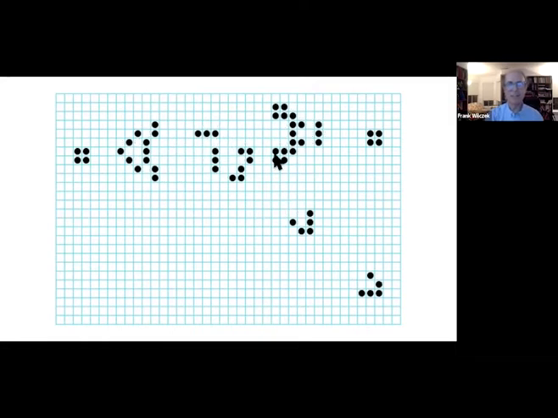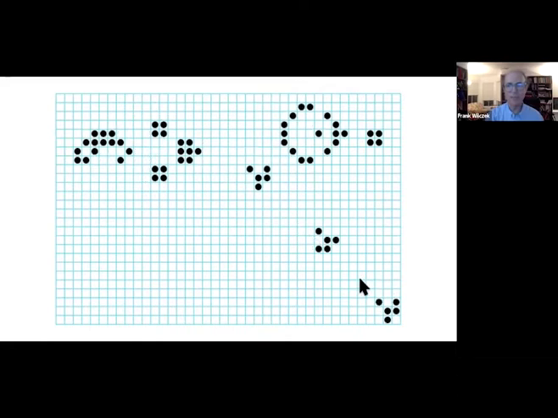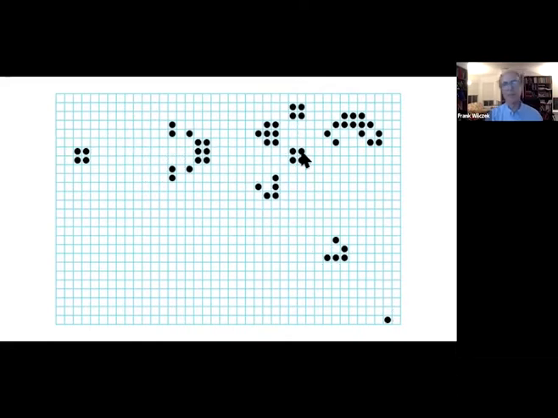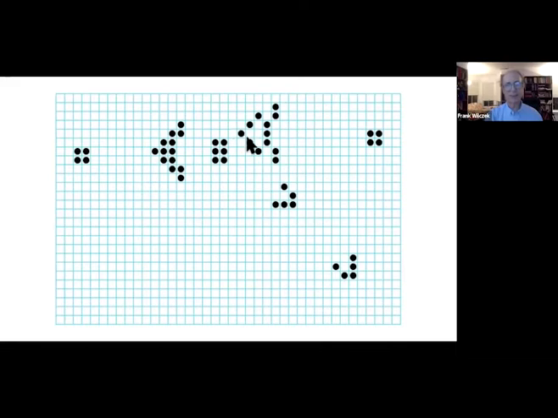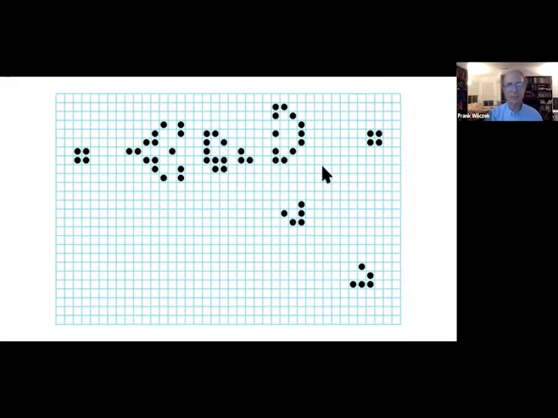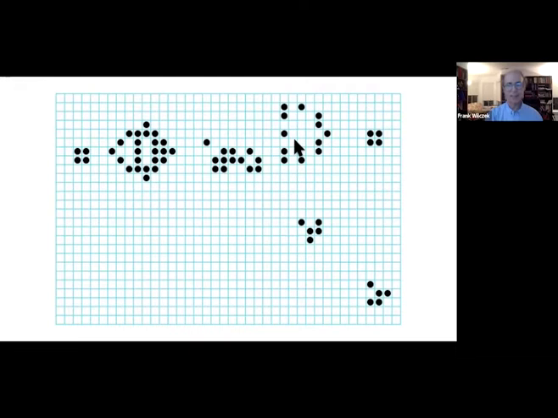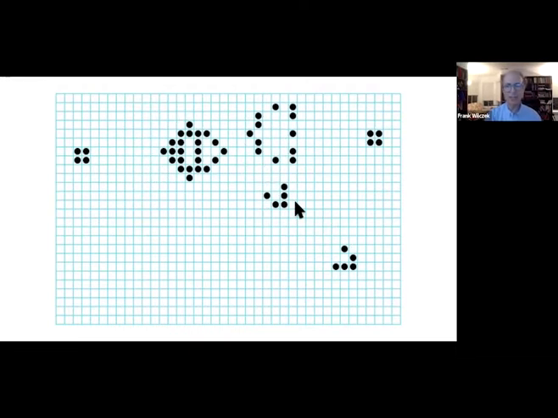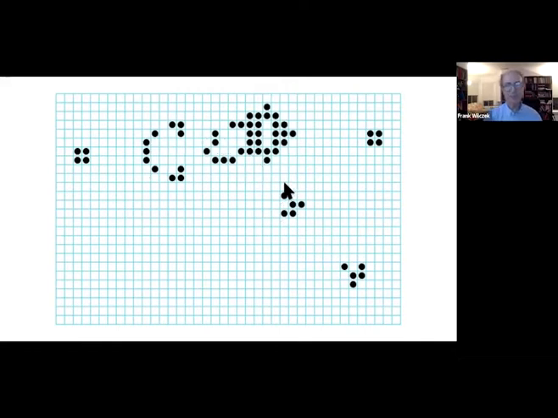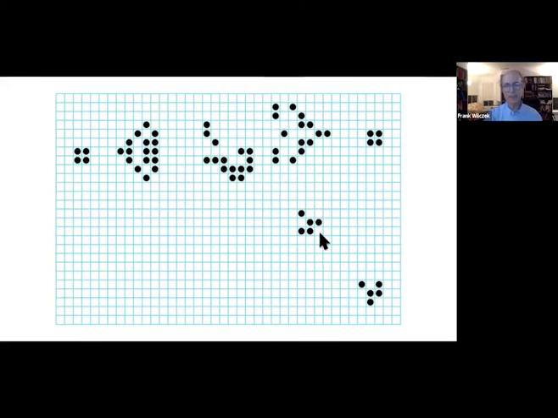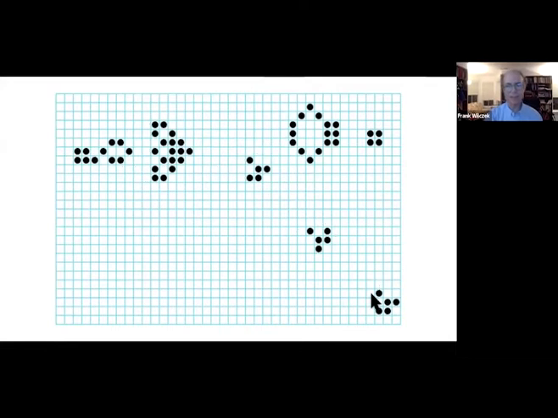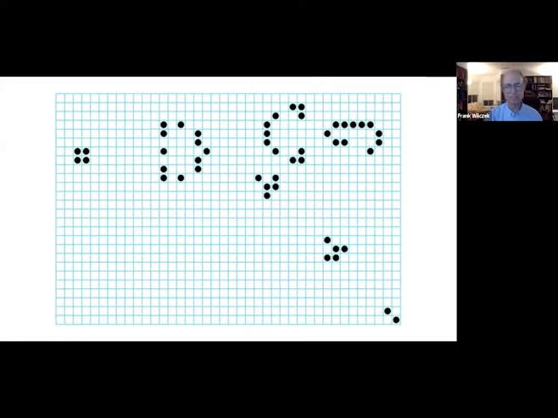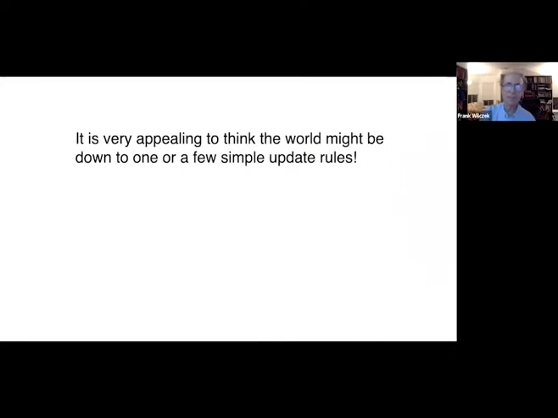Just using the game of life, you can send messages from one part of your system to another. You can design little systems, all from just following the rules of game of life, that do computations. Technically, you can build a Turing machine, and so you can do any calculation that any computer can do. In principle, if you wait long enough, you could get a Conway game of life to do. So it's very appealing to think that the world might be down to a few simple update rules.